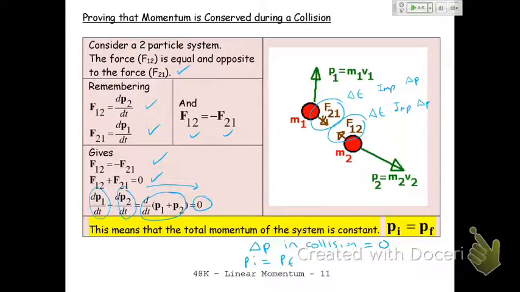So other things like kinetic energy are not always the same. And we'll talk about that in the next section when we come to collisions. So let's pause there. So we're back.